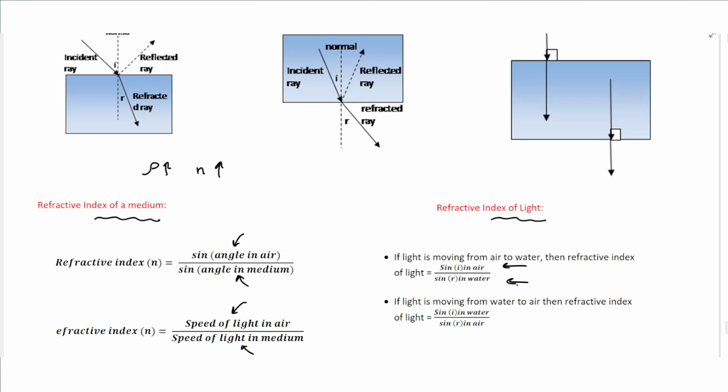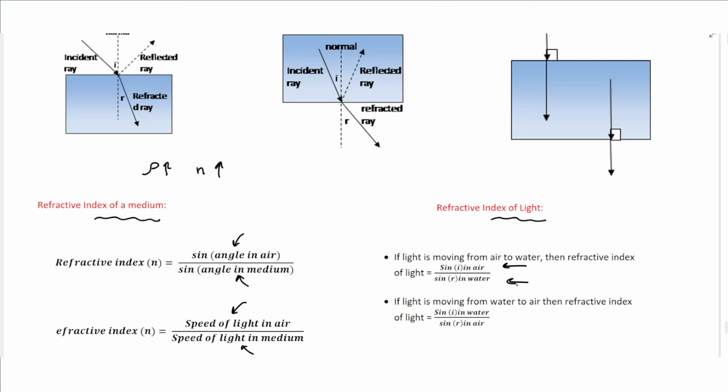So if the light is moving from air to water, the incident is in air and the refracted angle is in water. So you divide sine the angle of incidence in air over the sine of the angle of refraction in water. If you're moving from water to air, it will be reversed. But refractive index of a medium is never reversed. Air is always on the top and the medium on the bottom. For refractive index of light, you place the incidence at the top and the refraction at the bottom.